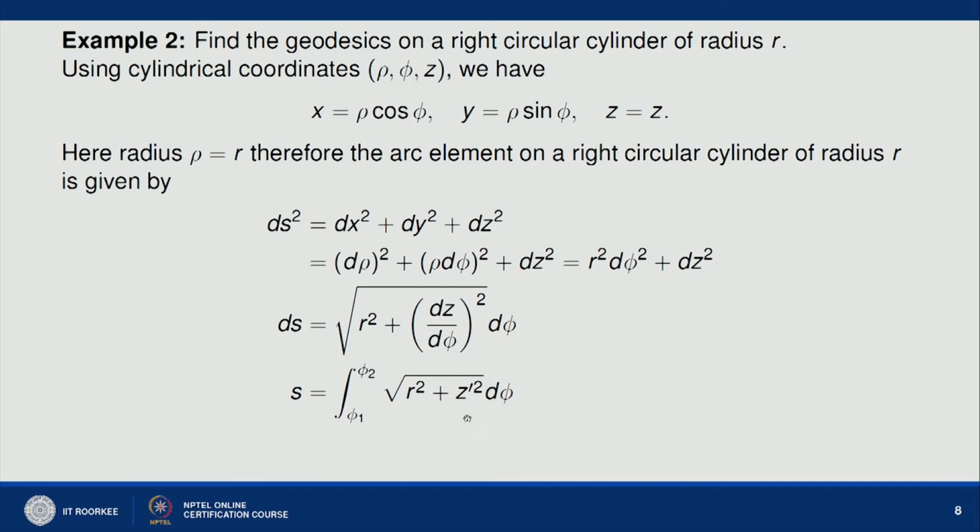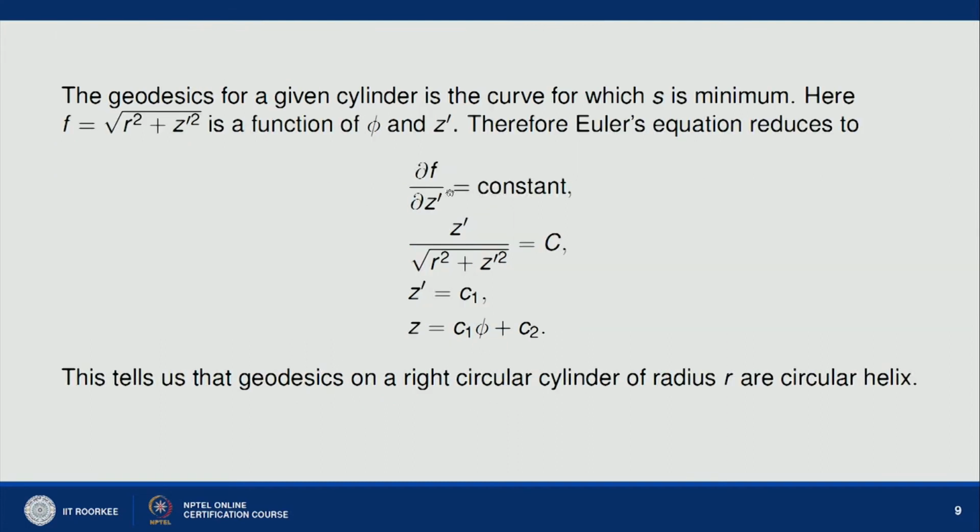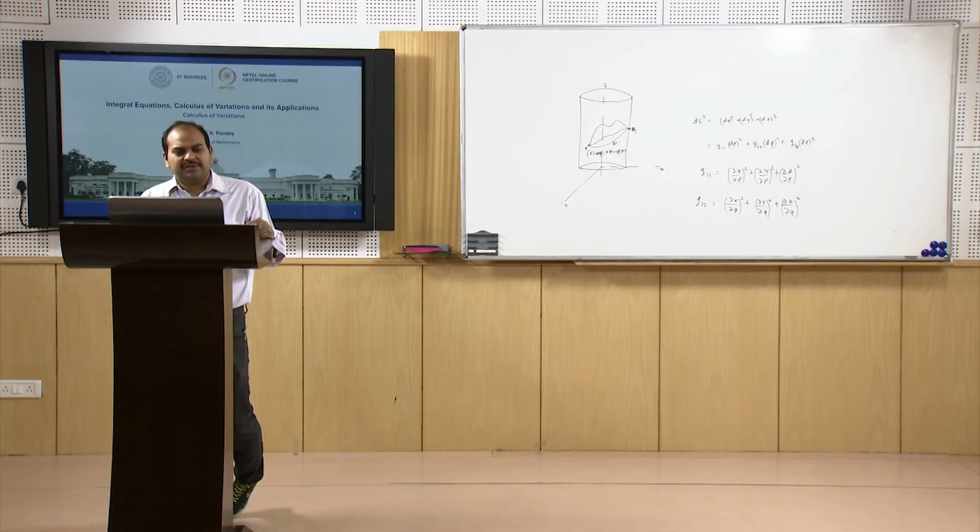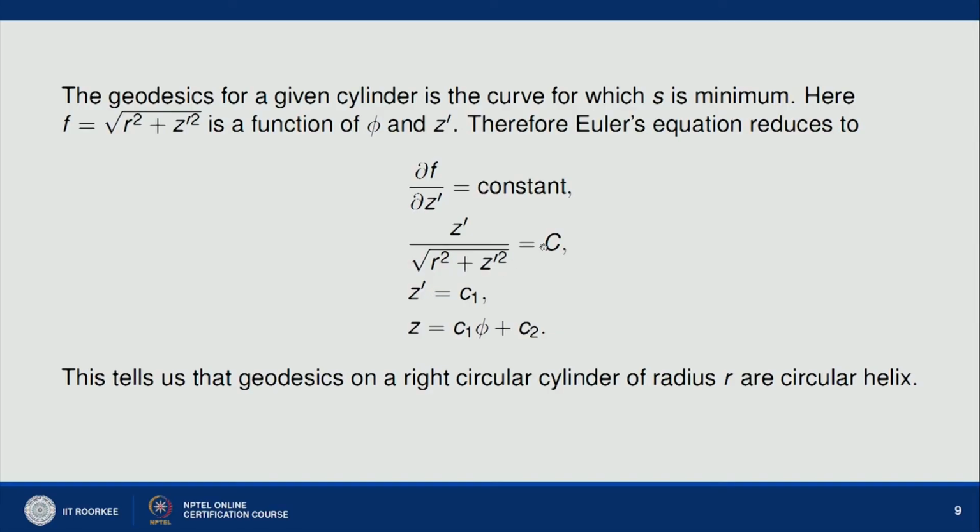Here this is independent of phi and z. So you can take the help of Euler's equation, and we can say that the geodesics for a given cylinder is the curve for which S is minimum, and Euler's equation reduces to del f by del z dash equal to constant, where f is under root r square plus z dash square. So when you plug in this value, you have z dash upon under root r square plus z dash square equal to c. Now you can simplify this.